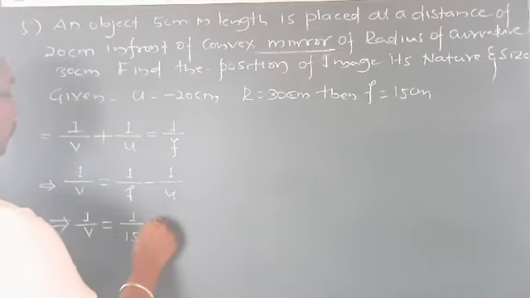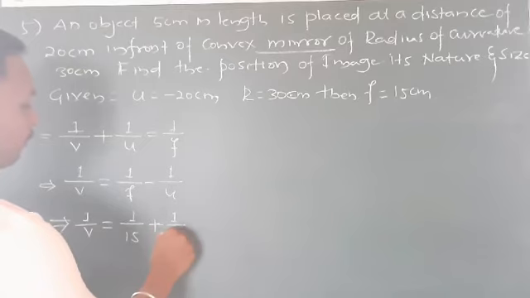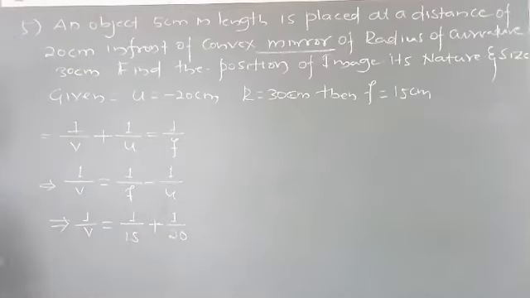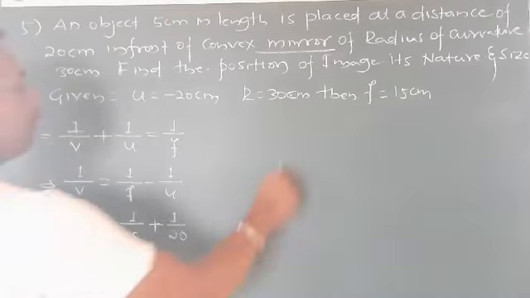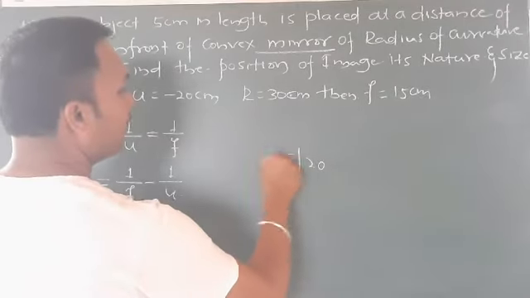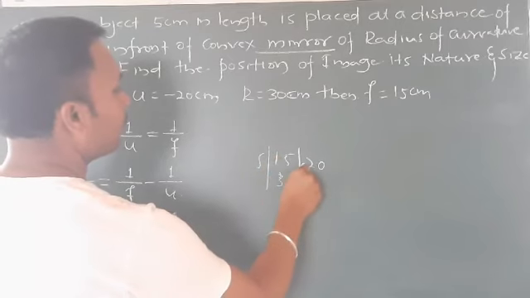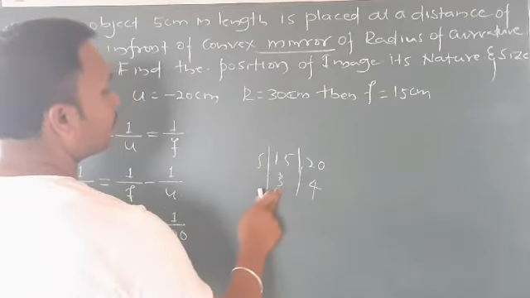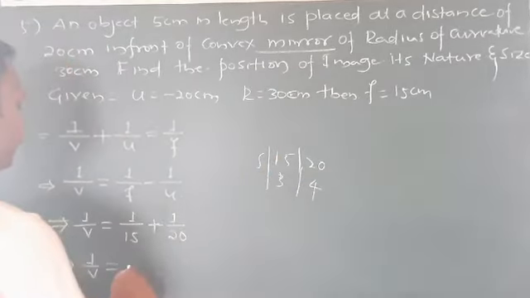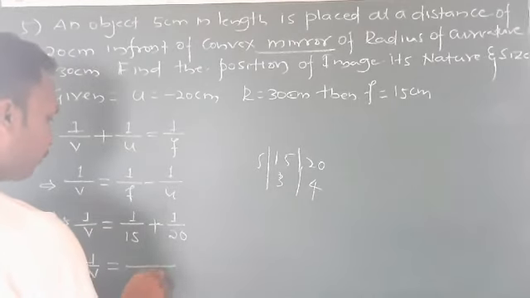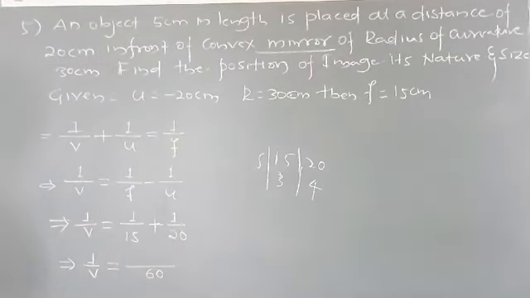Okay, so 1 by u minus becomes 1 by 20. Here we have minus, and this minus becomes what? 20 it is. Now next, we have 1 by v is equal to, take the LCM of 15 and 20. What is the LCM of 15 and 20? 5 3s are 15 and 5 4s are 20, 4 3s are 12, 12 into 5 is 60. So the LCM of 15 and 20 is 60.